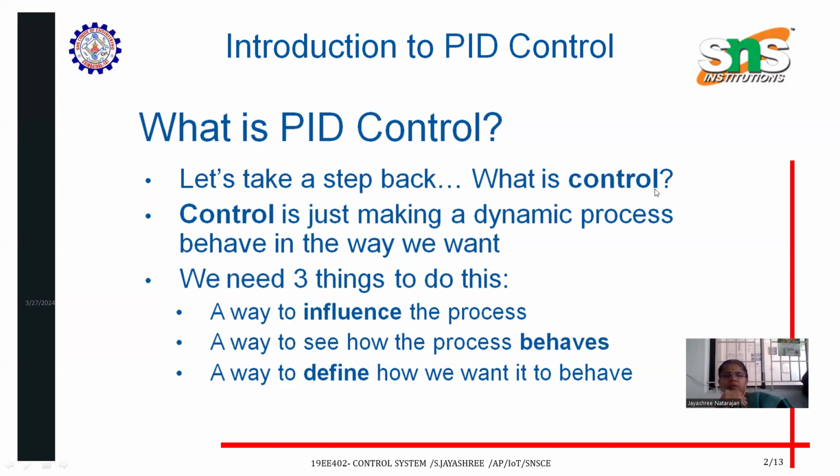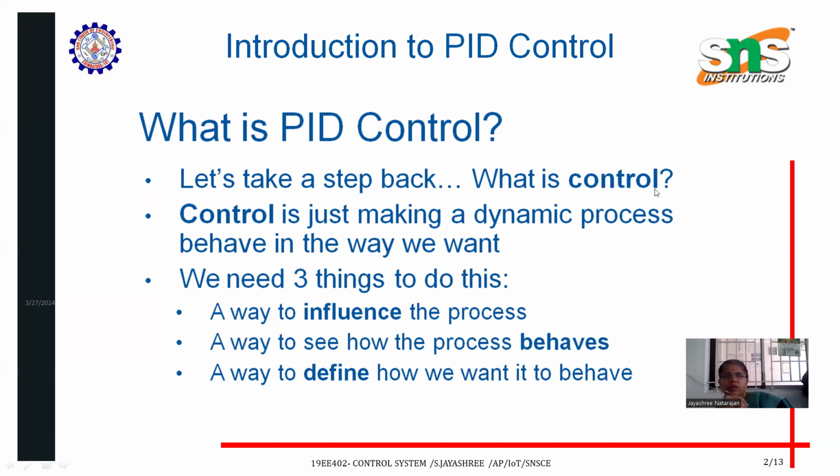So to control, we need three things to do the control process. One is a way to influence the process. Then second is a way to see how the process behaves. Okay. So we have to look into the behavior of the process. Then we have to influence the process to change. Then third one is to define how we want it.